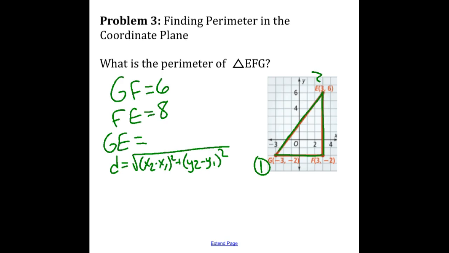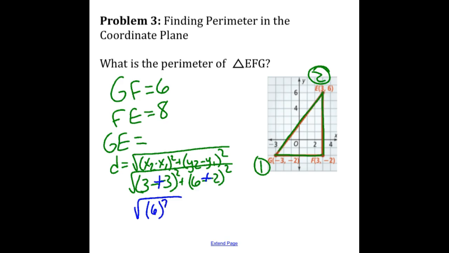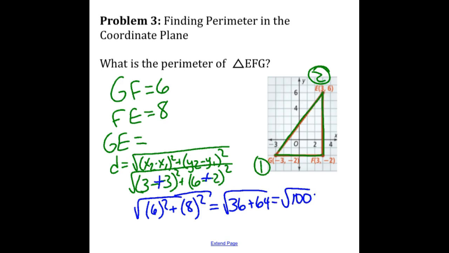I'm going to make G the first one and E the second one, and then I'm going to start plugging in values. X2, the x value from the second ordered pair, that's your 3. X1, the x value from your first ordered pair, that's a -3. All of that squared, plus same thing with my y's. Now I'm going to start simplifying. You can see it starts to get simpler as we go. We should get that length to be 10.